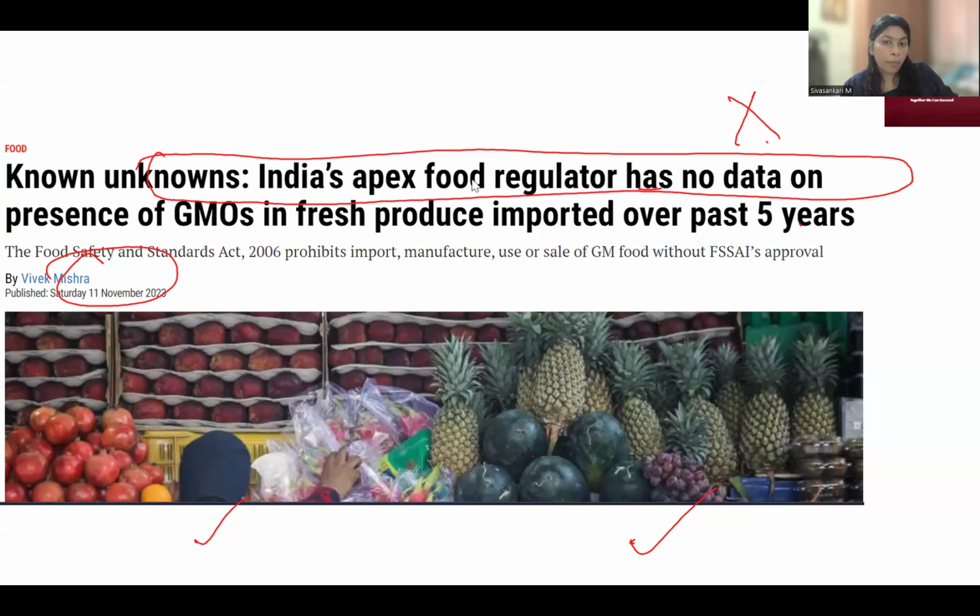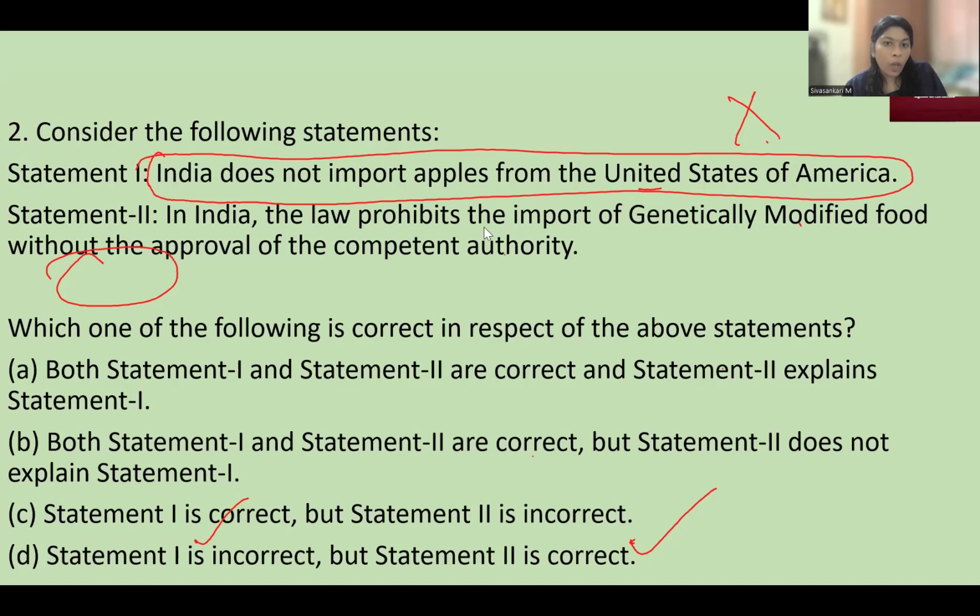India's apex food regulator, this is the topic of that article, and the Food Safety and Standards Act 2006 prohibits import, manufacture, sale of GM food without this body. Without FSSAI approval, it is banned. You cannot do it. So the law prohibits the import of GM crops without the approval of competent authority. That statement is right. So as we said, this is wrong, this is right, and it is confirmed that D is the right option. So the answer is D for this. You know the answer already, I think.